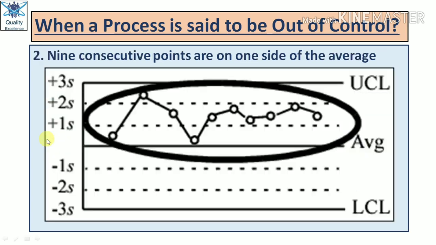Now let us have the second condition. 9 consecutive points are on one side of the average. This is the average line. You can see there are 9 data plots which are above the average line. It may be here also in a similar manner, it may be below the average line also. So any of this type of condition, either above or below, is considered as an out of control condition.